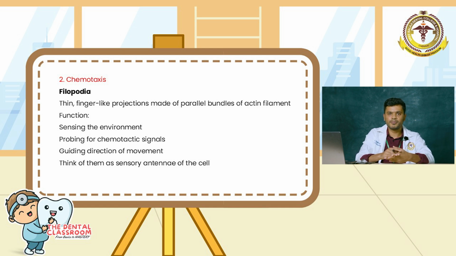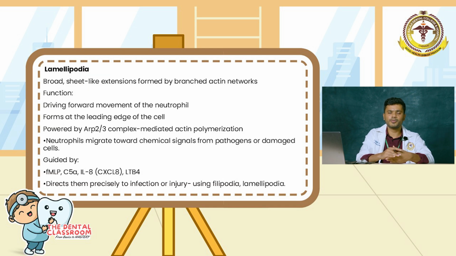As well as lamellipodia. What is this lamellipodia? Lamellipodia is nothing but an actin filament structure present in a fan shaped form. This fan shaped structure helps the neutrophils to move forward. Okay, you have to ask a question, how are the neutrophils moving? The neutrophils move forward with the help of lamellipodia.